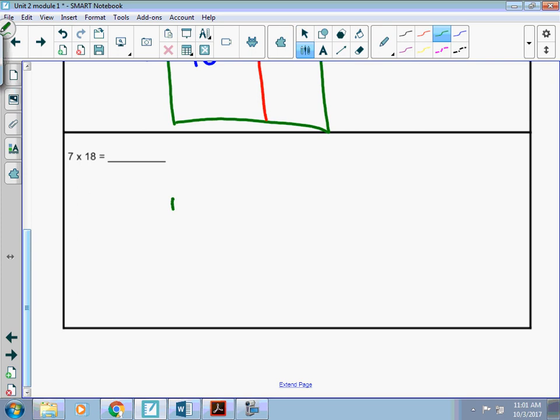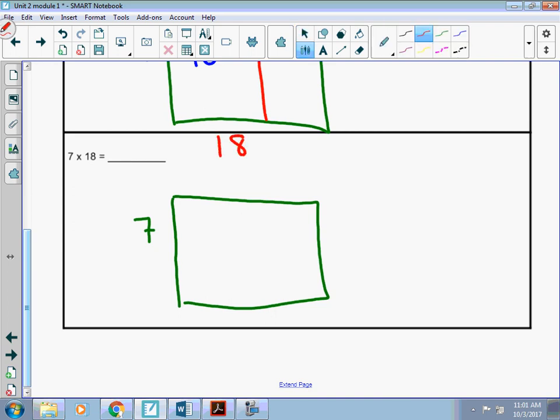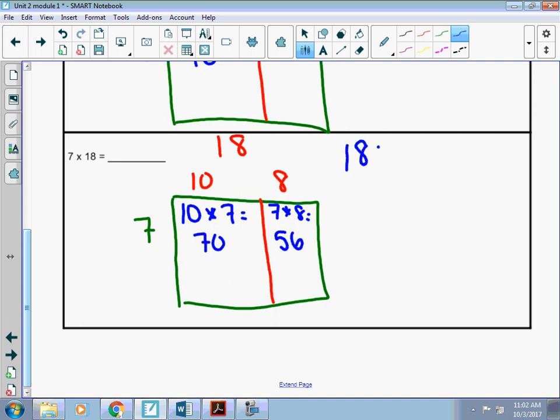On the next one, I have 7 times 18, and the 7 I'm not breaking up because it's just the ones place, and 18 will split into 10 and 8, and so on my first side I have 10 times 7, which is 70, and on my second one I have 7 times 8, which is 56. So to solve 18 times 7, I can do 70 plus 56, which is 126.